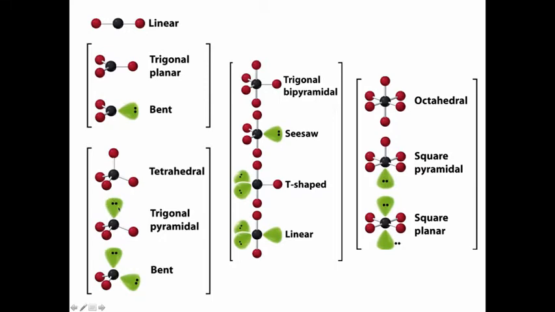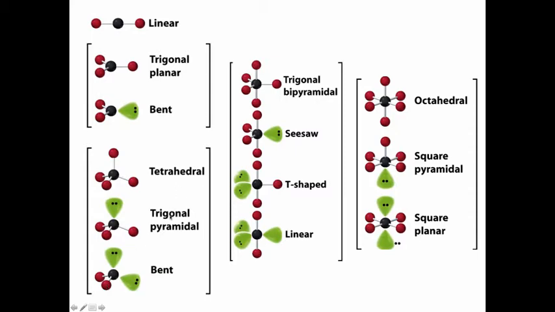Tetrahedral actually has 2 subshapes. We can have tetrahedral, where all 4 electron groups are bonded to atoms. But if one of the electron groups is not attached to an atom, it's a lone pair, then we have a triangle, but it's a pyramid, so we have what's called trigonal pyramidal. If we have 2 electron groups that are lone pairs and 2 that are bonded to atoms, then we have a bent shape, and so this is a bent shape.